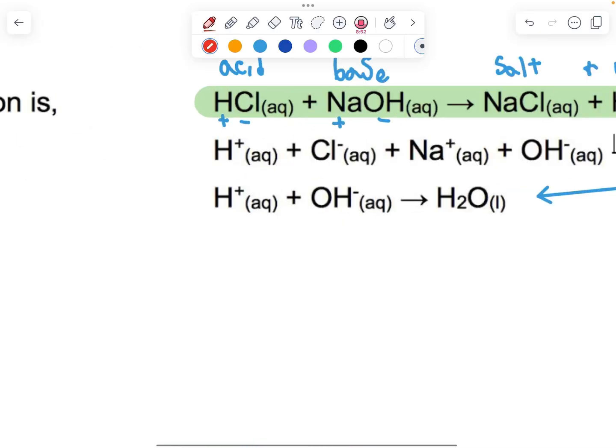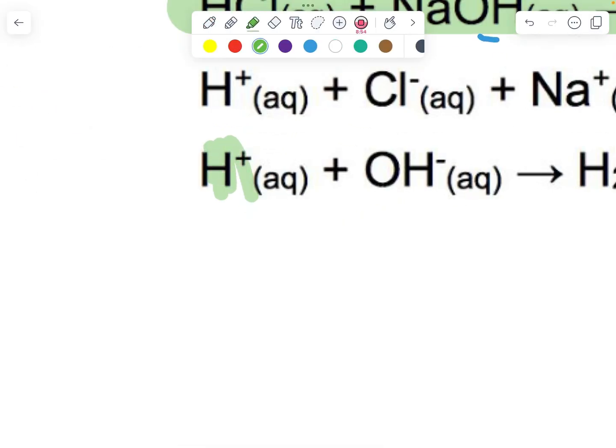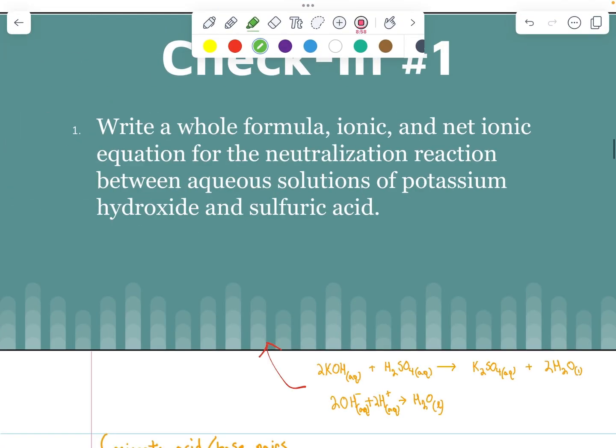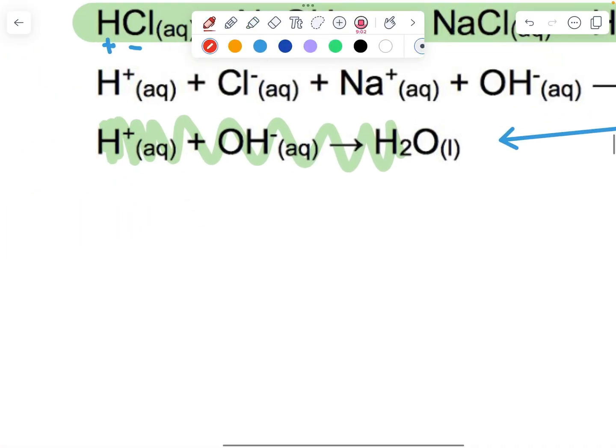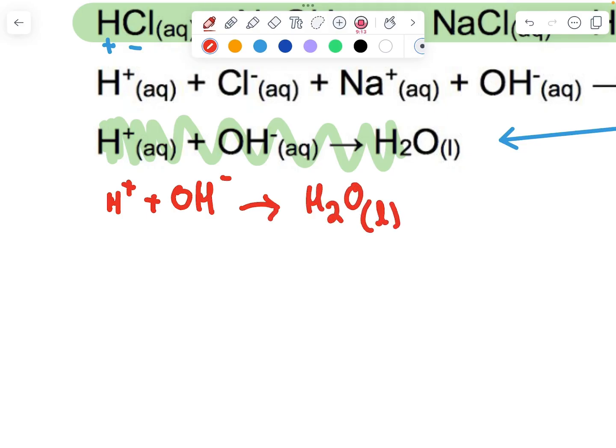But our net ionic equation for a strong acid-base reaction is always, oops, sorry. Accidentally pressed the home screen button. This will always be H positive plus OH negative for a strong acid-base reaction. And just make sure we put state symbols here.